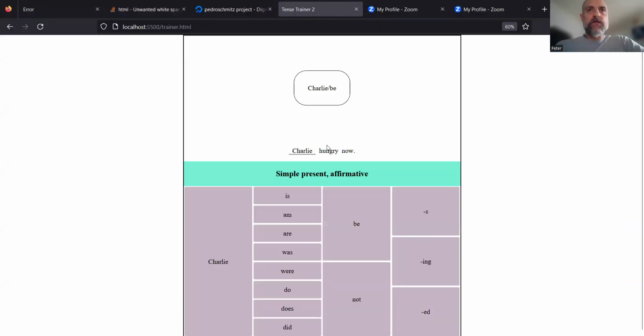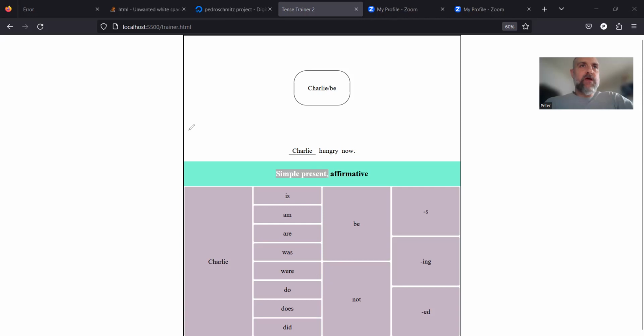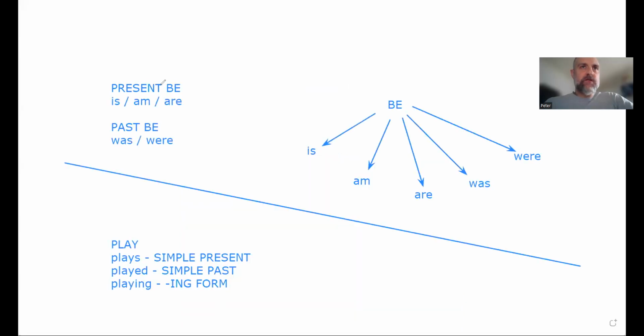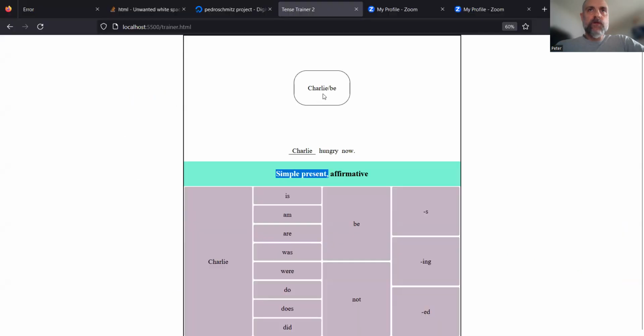So let's take a look at what we have here. So what does it say? So we have now. Now means the present, and it's a simple present. All right, simple present. So let's take a look over here. So we have present of be. The present of be. So we're going to choose is, am, or are. So let's choose. Right here we have our choices, is, am, or are.